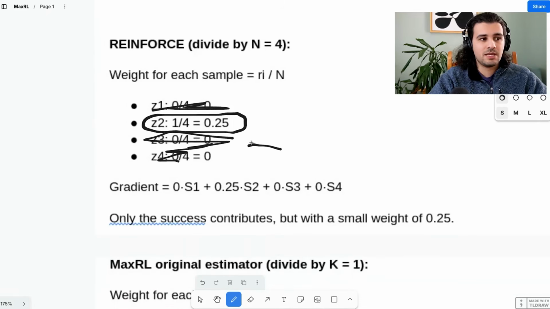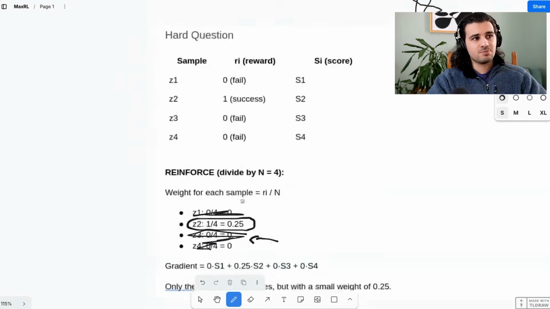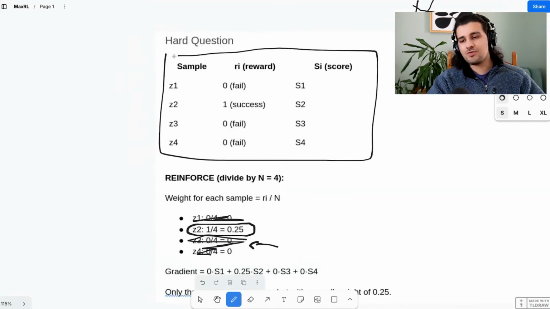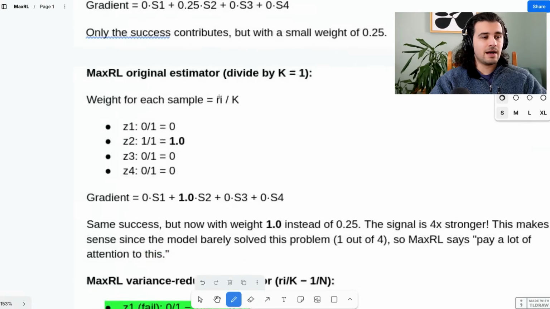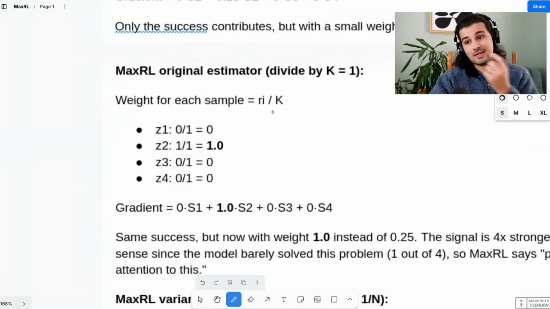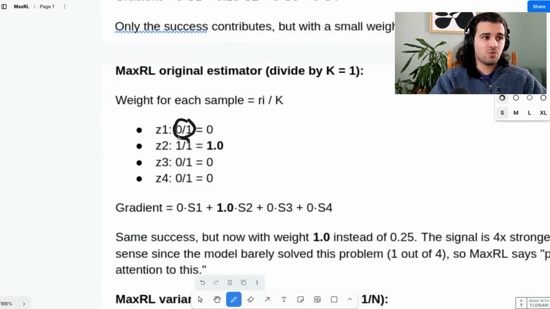But you're not learning from the negative one, and they have a small weight. But this problem in general, I know it's just 4, but it's a hard problem because you got 1 right out of 4, right? So if you look at MaxRL, the original one without the variance reduction, what we get is Ri, that's the reward, divided by k instead, right? And the k is what? The k is 1. You got 1 right. So here you get 0 divided by 1. You get 1 divided by 1. So you get a big signal here.